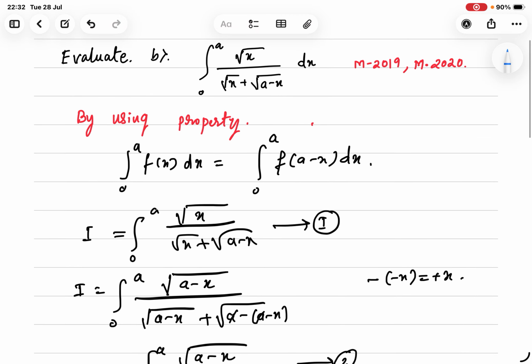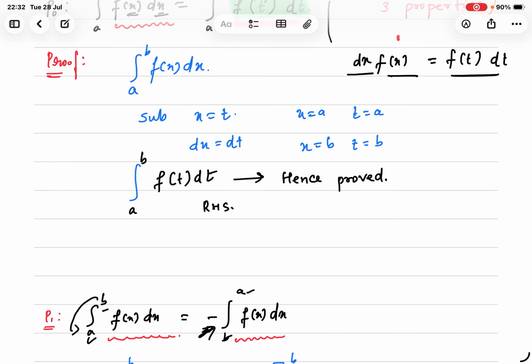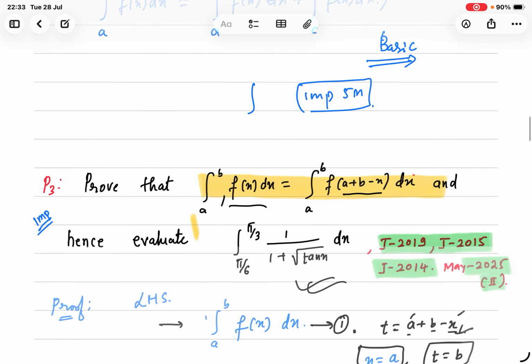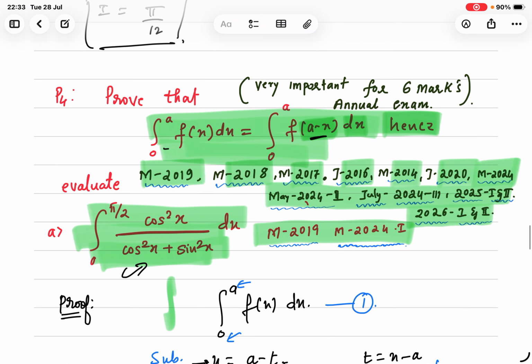This was asked in 2019 and 2020 with the theorem. They will ask the question: prove that this theorem is equal to this one and solve the example. In the last class we solved an example with the theorem, and in this class we have solved a separate example. Already you have seen all the properties up to 5 properties with examples, and this is very important, whatever the question is, already solved in the last class. Okay, thank you.